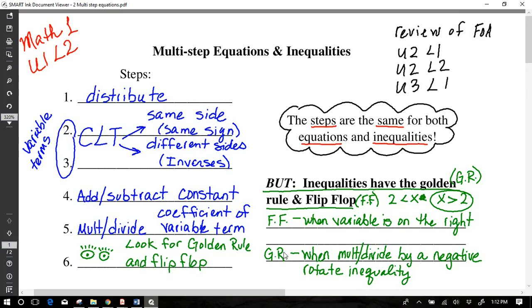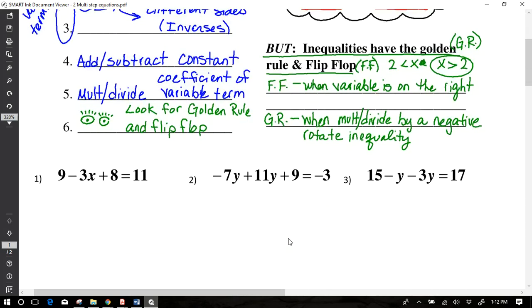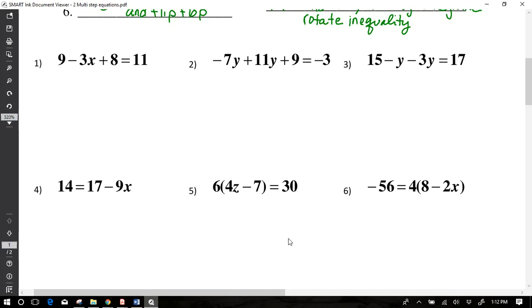What we're going to do now is look at several examples of both equations and inequalities. We are going to do numbers 1 and 2 together, and then you are going to try 3 and 4 on your own. Actually, I'm going to do 1 and 2 and 5, and then I'm going to let you work with a partner on the rest of them.